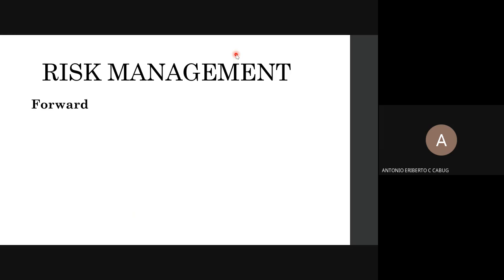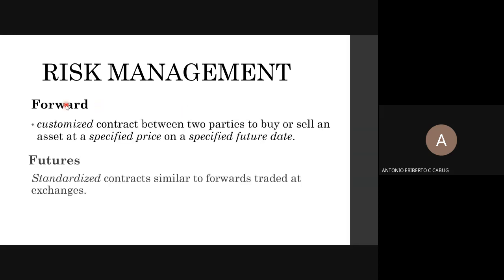We have derivatives in order to aid us in doing that mitigation. So in risk management, we may use derivatives such as forwards and futures contracts. A forward contract is a customized contract between two parties to buy or sell an asset at a specified price on a specified future date. Futures are similar to forwards, except that they are standardized and they can be traded at exchanges. So it is my belief that this is not your first encounter with derivatives. So number one, we may use derivatives like forwards and futures.